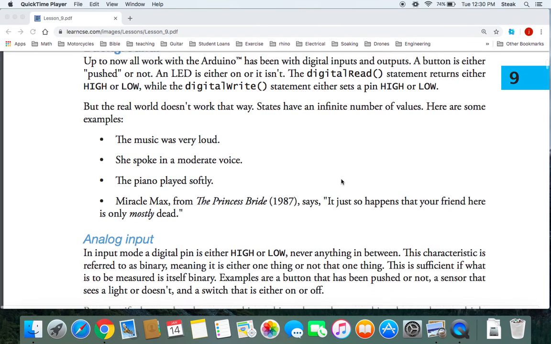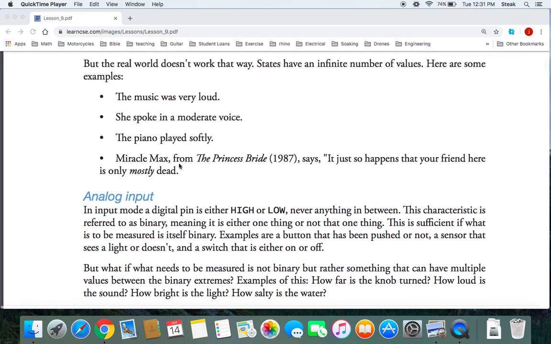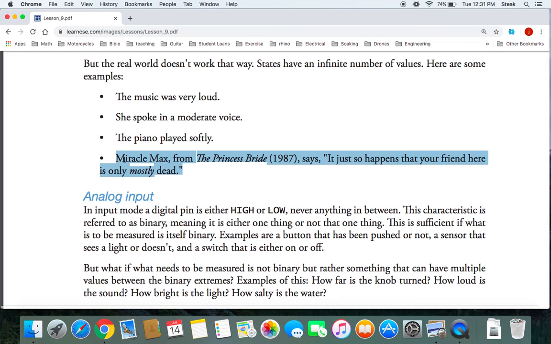Here are some examples. The music was very loud. She spoke in a moderate voice. The piano played softly. And this one, Miracle Max from The Princess Bride says, "It just so happens that your friend here is only mostly dead." And this is the first clue. If you're going to stick with me through this video, the first clue for the secret password is that it has something to do with this line here.